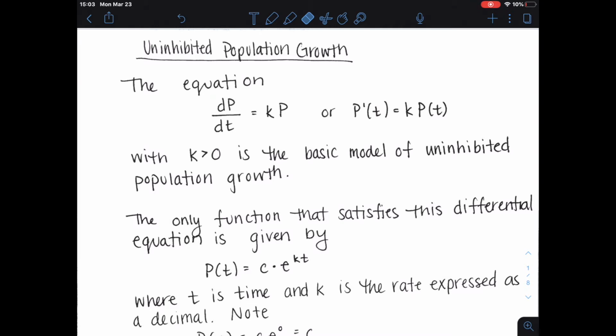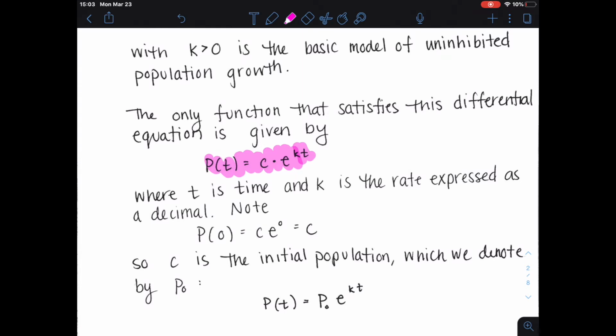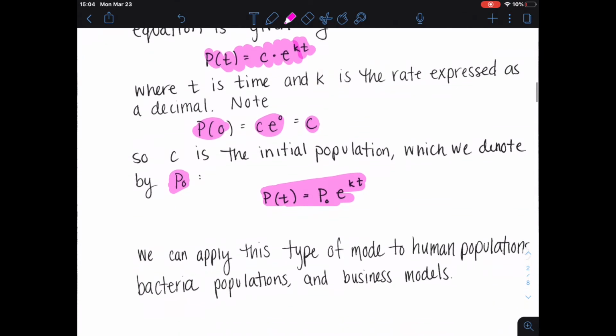So anytime we have this equation to represent our population, dP dt is some constant times P, the solution to it is going to be the exponential function. And k is going to be the rate that the population is growing, so our growth rate, but it's going to be expressed as a decimal. So if you look at the solution to this equation and plug in 0, you get P of 0 is equal to C e to the 0, and e to the 0 is 1, so you get C. So we call that our initial population, which we're going to denote by P sub 0, 0 representing initial. So our general solution for this uninhibited population growth is given by P of t equals the initial population times e to the growth rate times t.